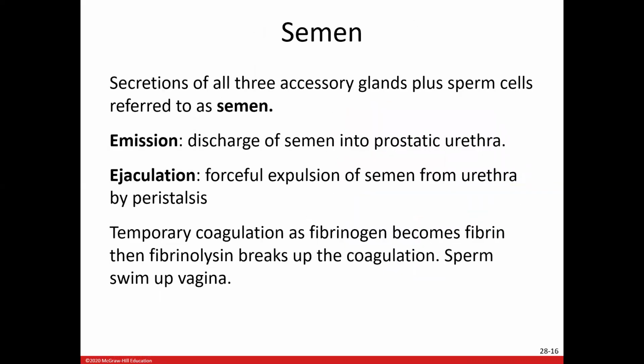Okay, so all of these secretions from the accessory glands and all the sperm cells we have from those seminiferous tubules, we collectively refer to all of that as semen. So sperm cells plus accessory secretions is semen. And the semen is deposited from the male reproductive system through two phases. You have first emission, which is when the semen moves into the prostatic urethra. And then you have ejaculation, where it's forcefully expelled through the penis by peristaltic motions. And then, as I mentioned, after the ejaculate is removed from the penis, fibrinogen gets converted to fibrin, and those clotting factors contribute as well, which helps keep that semen clumped until fibrinolysin helps break it up from the coagulation. And then once that occurs, that sperm is going to try to swim up the vagina to fertilize an egg.